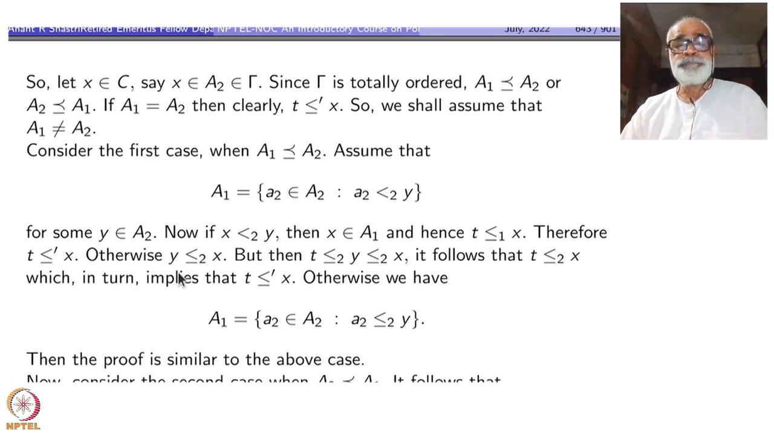Now, the second case is y is less than or equal to x. But then T will be less than or equal to y, which is less than or equal to x. So it follows that T is less than or equal to x, which in turn means T is less than or equal to prime x. The second case is, instead of an open ray, you have a closed ray. That means A1 is all elements of A2 such that they are less than or equal to y. The proof is exactly the same. You just put less than or equal to here, where you had put less than. So it is an identical proof.